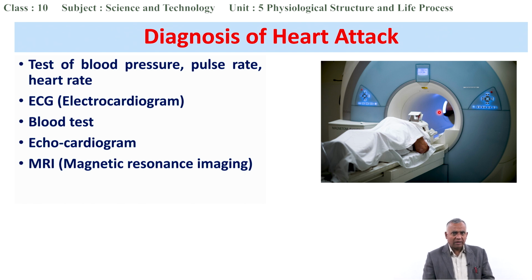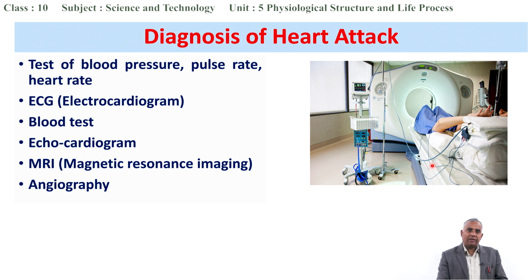MRI is something you did in class 9 along with X-ray. In it, X-rays are not used. Magnetic resonance imaging is a different technology in which 3D pictures are obtained. So here MRI of the heart is done, by which the blockage point is known. That is another method.